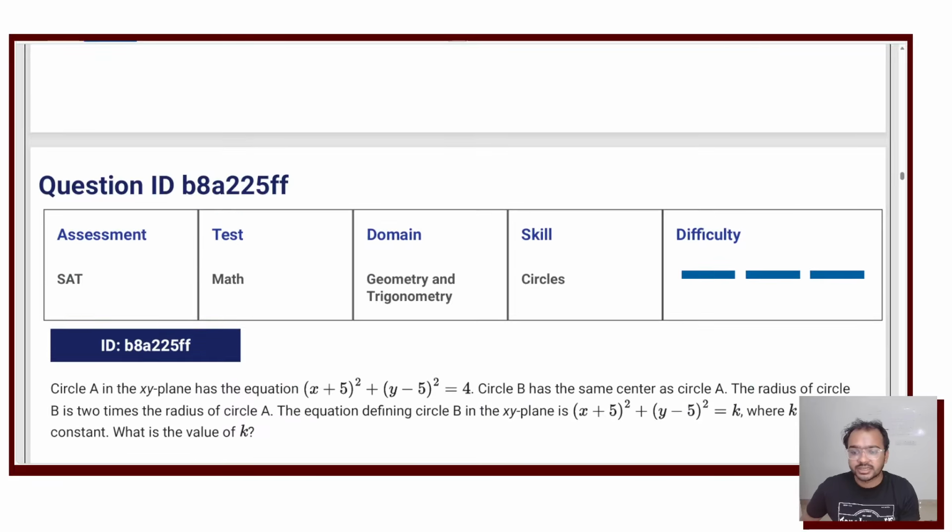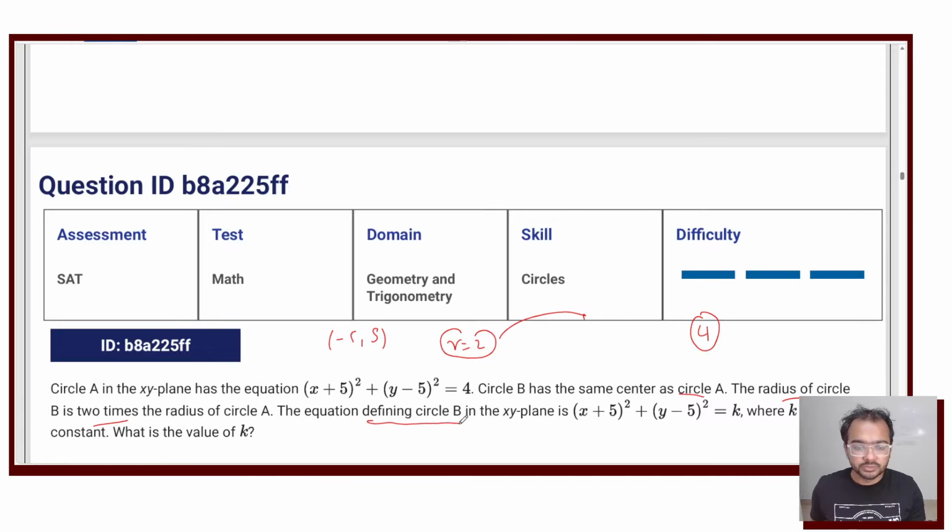There is a circle in the xy plane having the equation (x plus 5) whole squared plus (y minus 5) whole squared. It means the coordinates of the center are negative 5, 5, and the square of the radius will be 2. There is another circle having the same center. Okay, so same center as A. The radius is 2 times. The radius is 2 here. Then the other circle will have double of this. Double of this will be 4. So the radius will be 4.